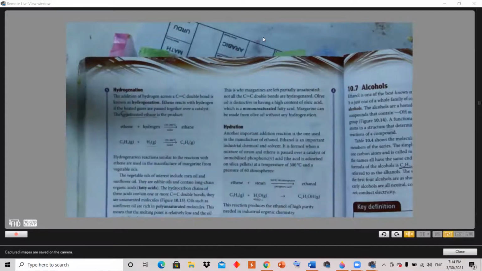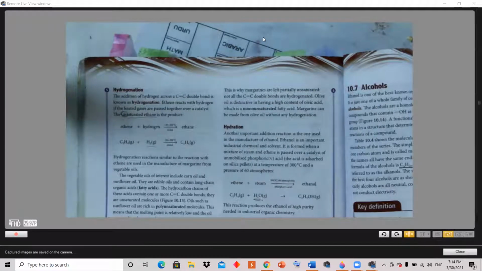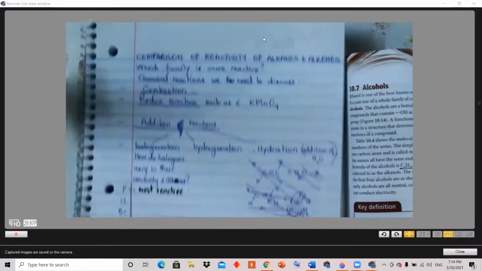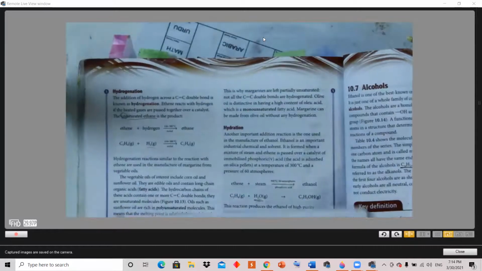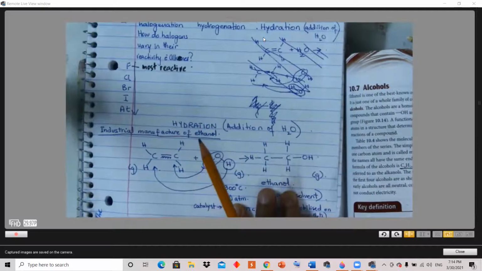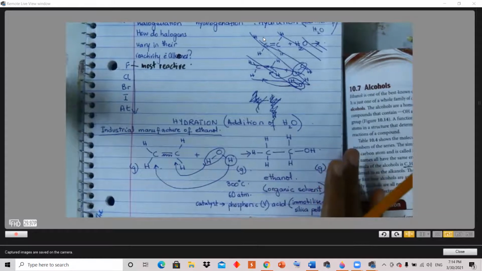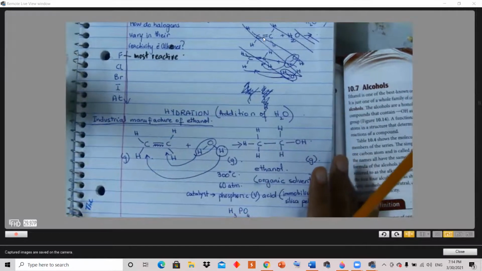So that's all about hydrogenation. Let's move on to hydration. Hydration, as you guys suggested, is the addition of a water molecule. Again, I made the structural formula so that we can understand better. All are in gaseous state.